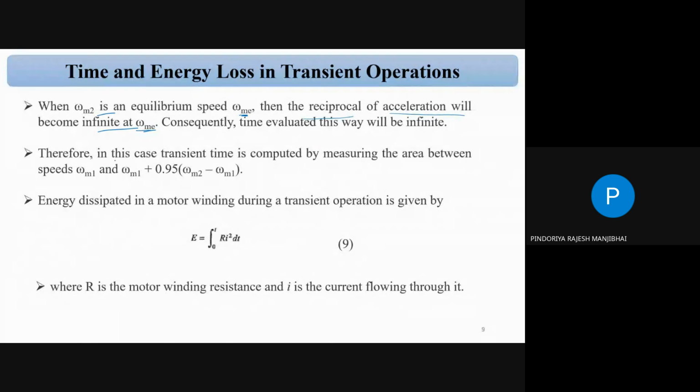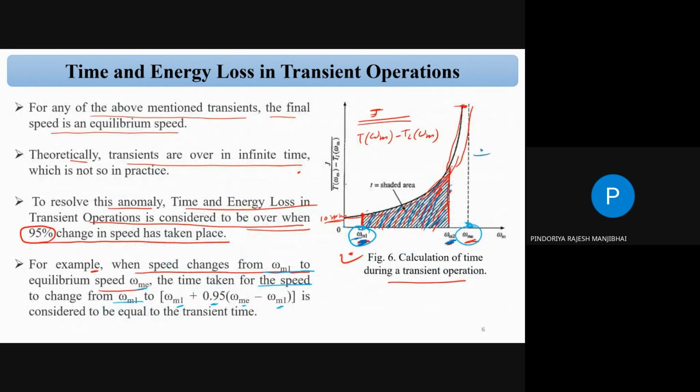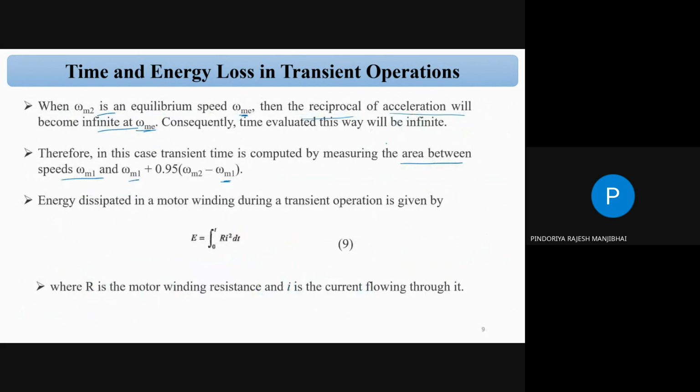Therefore, in this case, the transient time is computed by measuring the area between the speed omega m1 and omega m1 plus 0.5 times (omega m2 minus omega m1). So this is simple. Whatever area you want to cover, for that area we have to take the time response. Correct? So finally, the energy dissipated in the motor winding during the transient operation is given by E equal to integral from 0 to t, whatever time period you want to cover, of R times I squared dt. Okay, that is equation number 9.